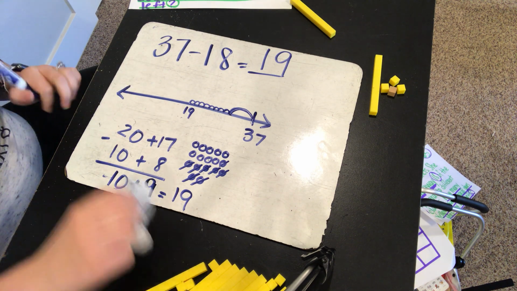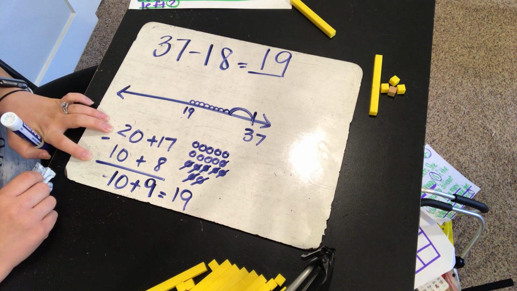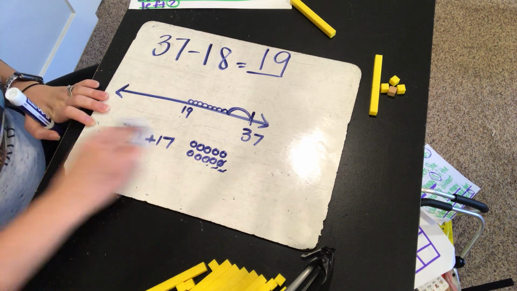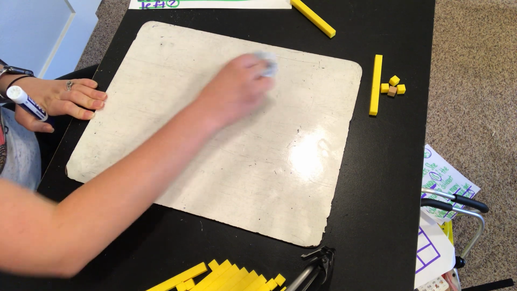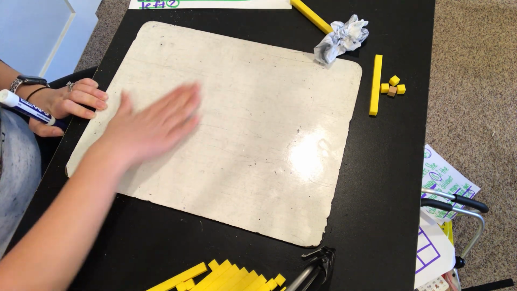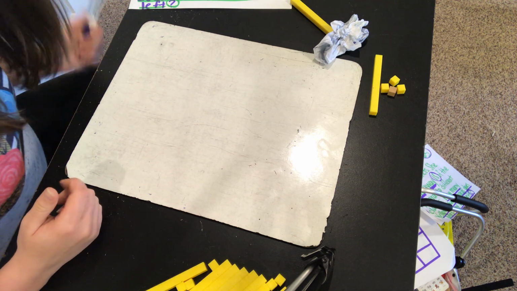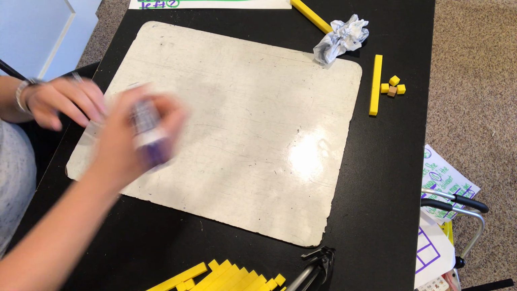Okay, so this is using your expanded form to help you solve the problem, and this is using an open number line. You can also use base 10 blocks, and later on in 2nd grade you'll also learn how to solve the problem just using the number sentence. But it's important to have a lot of strategies in your tool belt in case you ever get confused. You have ways to help you solve the problem.